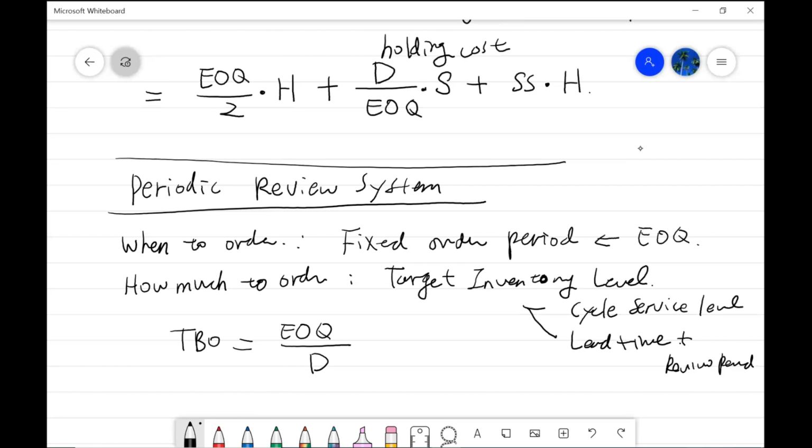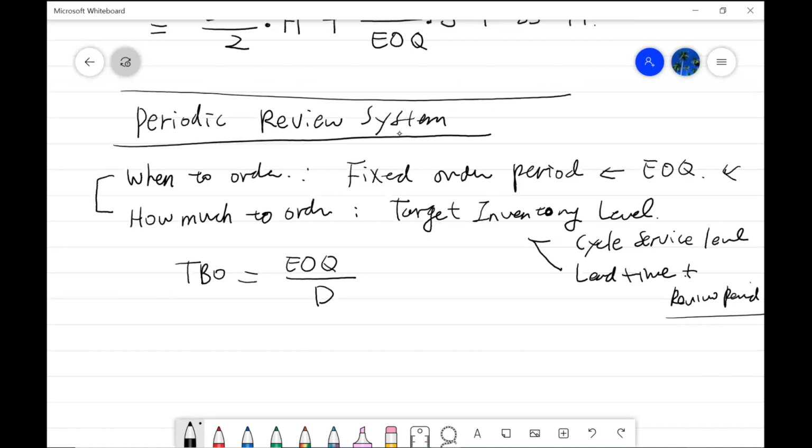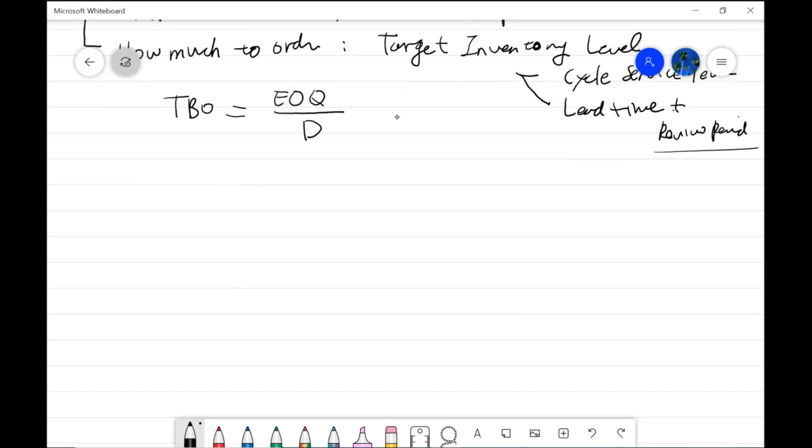Okay, review period is this one. But anyhow, I'm going to explain what this is about. Before that, again, just like I did for the continuous review system, let me show you what happened to the inventory level as time goes on under the periodic review system.